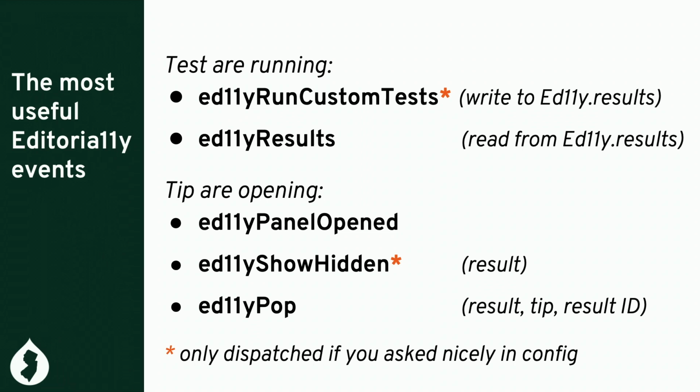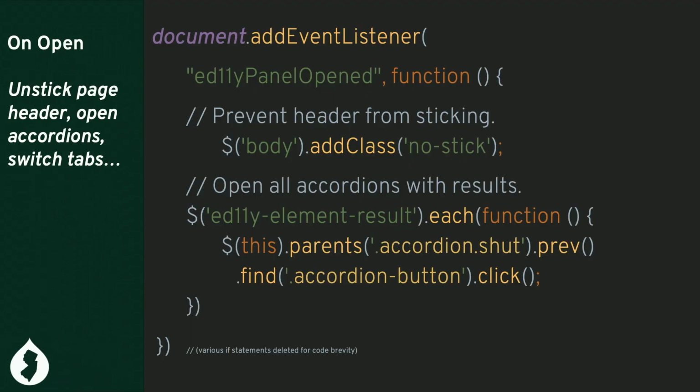So those five, I use them on our own theme, for what it's worth. On open, for instance, every time the panel opens, that event fires. We use that in our environment to do things like unstick the header. We have a sticky navigation header that kind of ends up on top, over, below the Editorially tips. It's just sort of annoying. So we just unstick our header if the panel's open. And I also will walk the page and look for any results inside our accordions and open each of those accordions. So rather than going tip by tip when it opens, I just pre-open everything. So that's how I'm using it.